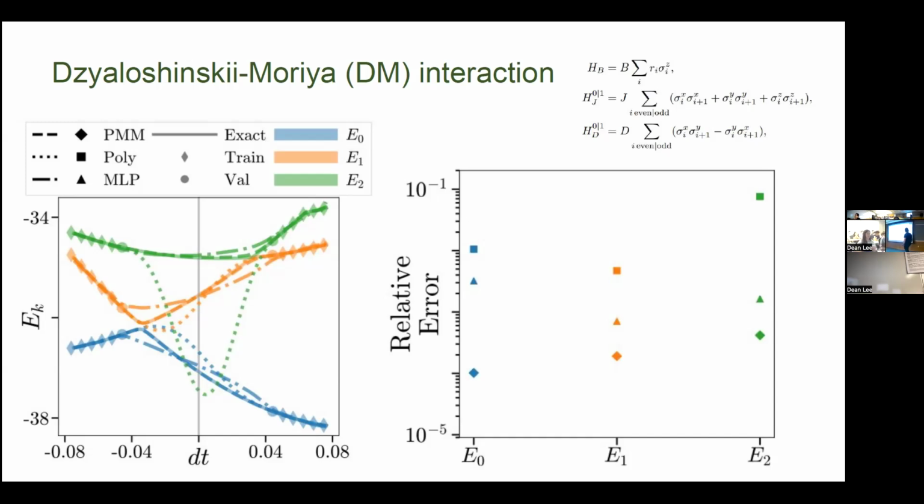Next, we switched out that next nearest neighbor term for this DM interaction, which is sigma x, sigma y, sigma y, sigma x. Here we scaled it up to 10 qubits because the previous problem was 8. And again, we took the training data far away from 0, and we asked PMM, polynomial, and MLP to fit to this data and extrapolate to 0.